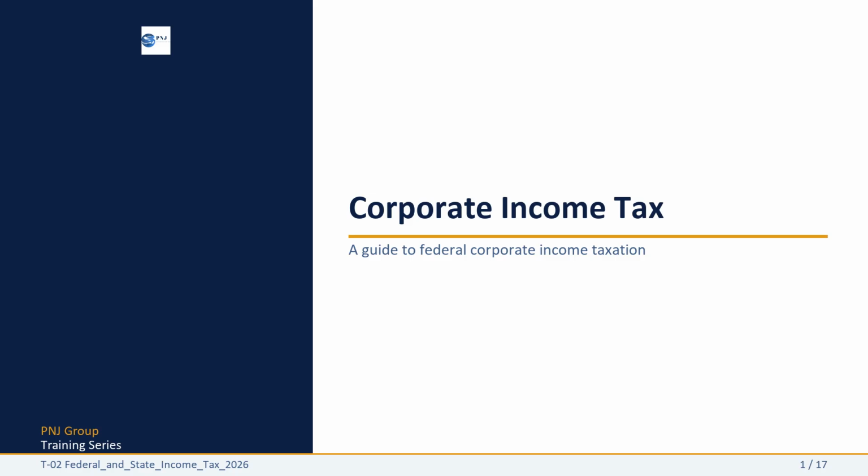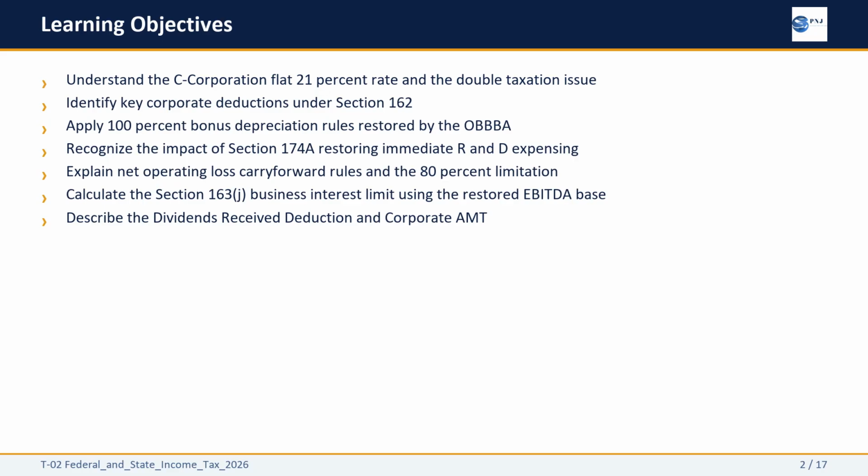Let us get started. By the end of this section, you will be able to explain how the flat 21% corporate rate interacts with individual dividend taxation to create double taxation. You will apply the key deduction categories available to C corporations and calculate the impact of 100% bonus depreciation. You will also understand how R&D expensing, net operating losses, and business interest limitations work under the One Big Beautiful Budget Act, and recognize when the corporate CAMT might apply.